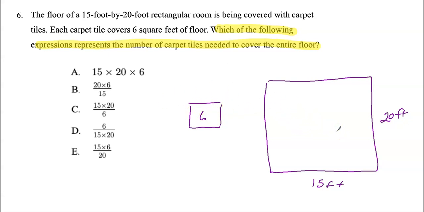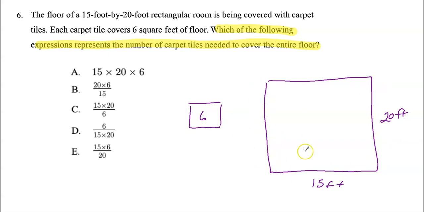How do you think you'd figure that out? In other words, I got to figure out how many of these little 6 square feet carpet tiles I can put to cover this floor completely. So now we have a visual understanding of what's going on. That always helps me. I think the first thing I'm going to do is just find the area of this floor.